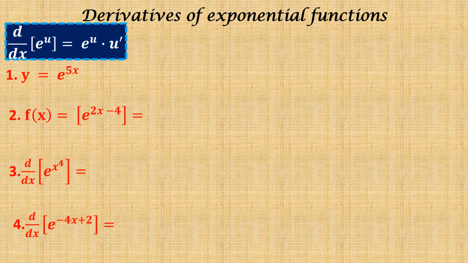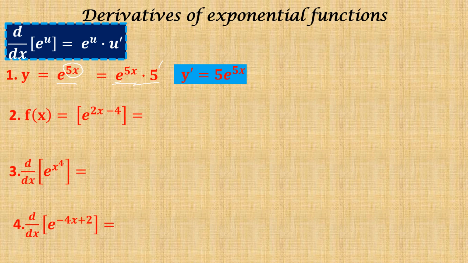So let us have number 1. You have there y equals e to the 5x. According to the formula, we just simply copy what is e to the u, and then the derivative of our exponent, which is 5, will be here. Thus, our final derivative is y prime is equal to 5 e to the power of 5x.